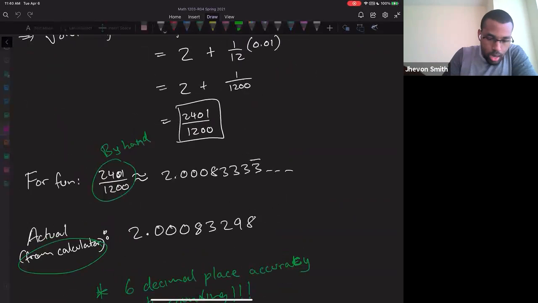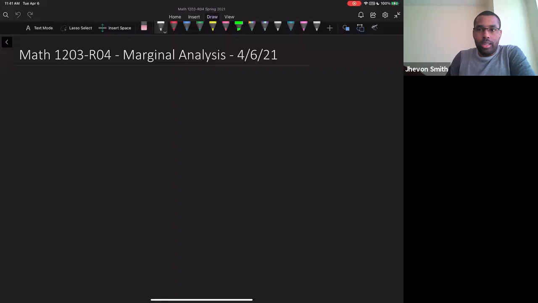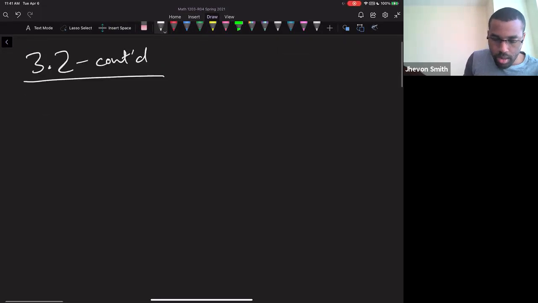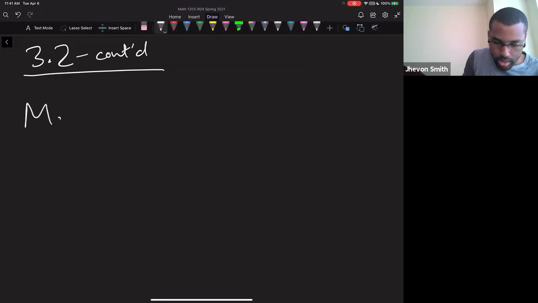So now let us move on to marginal analysis. This is the second part of section 3.2. They're both using the derivative, whether as a tangent line or just the derivative itself, to approximate things. So they're similar in that sense, but they will be very different. And this topic, marginal analysis, has a lot of prerequisite knowledge that goes along with it. But of course, I'm going to tell you all the knowledge that you need to know. So let's move on. This is 3.2 continued. We're going to be doing marginal analysis.